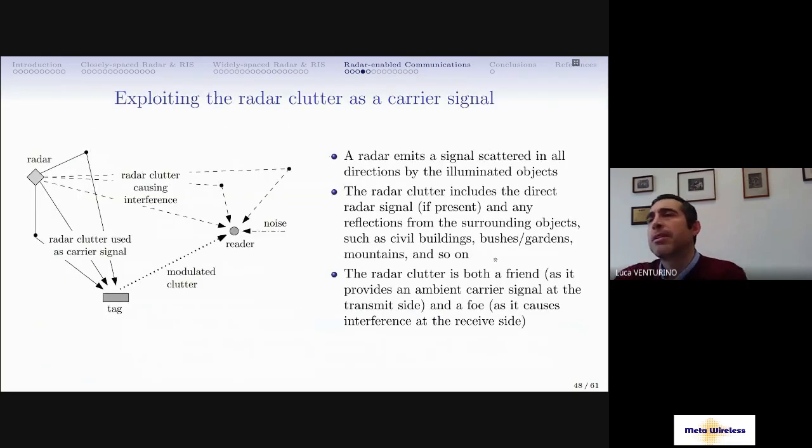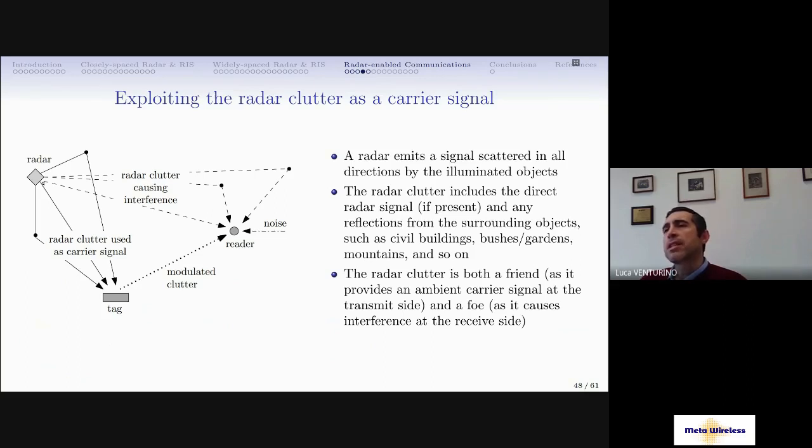Now, let me directly skip to the core of our recent research studies. Our idea is to exploit existing signals emitted by a radar in order to deliver a message from a tag to a reader. So here, consider the system configuration that we have shown on this slide. We have a radar. This radar is operating alone, is not aware of the presence of the tag, is not aware of the presence of the reader, is just doing its business without bothering about what the tag and reader want to do. So this radar illuminates the environment in order to detect surrounding objects or to estimate the parameters of such objects.